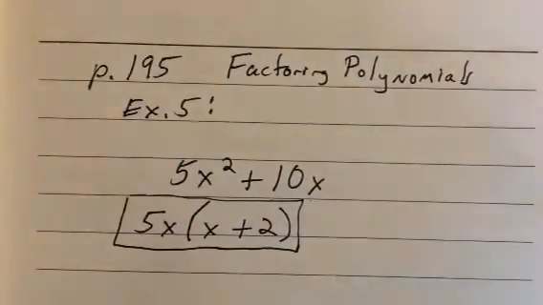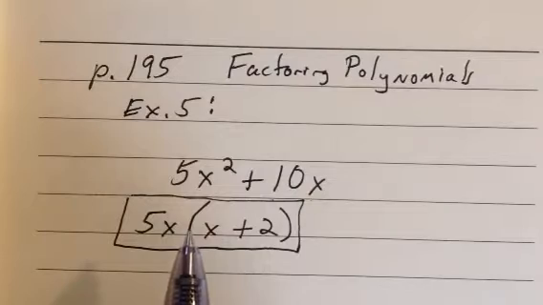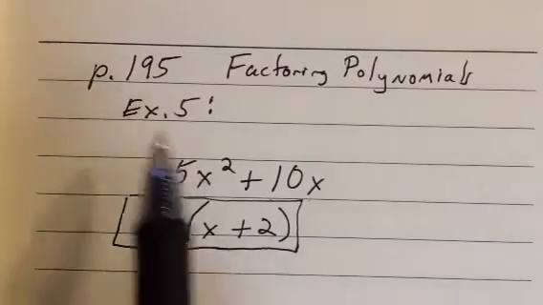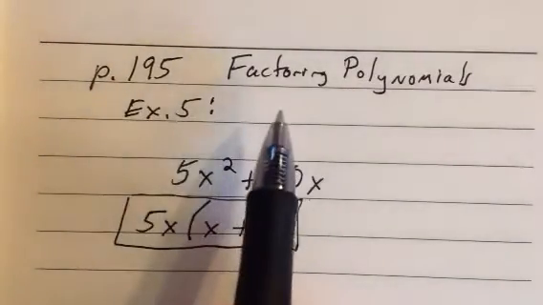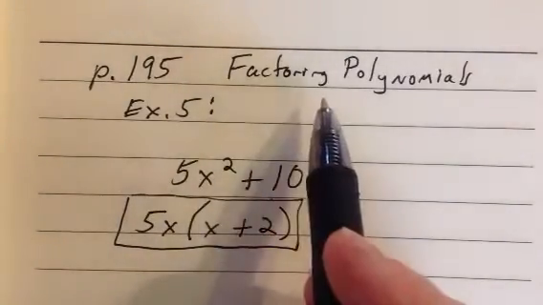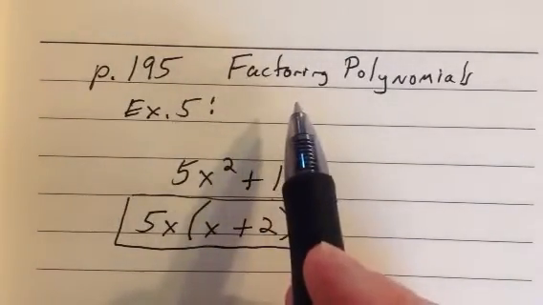Only thing is I've already worked the problem, so I'm just going to go through explaining. But this is the second part of the lesson that we were on yesterday. So it's page 195, Factoring Polynomials. Yesterday you were dividing them. Today you are factoring out the greatest common factor.